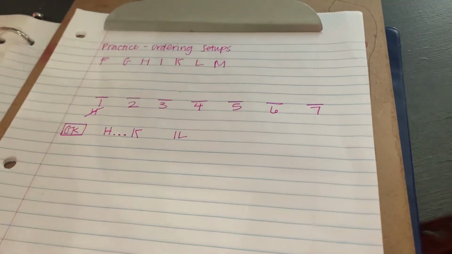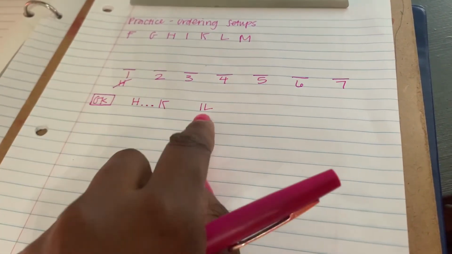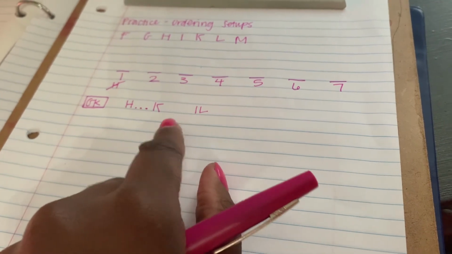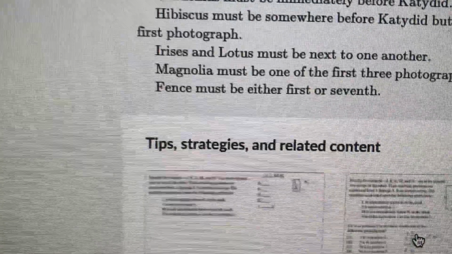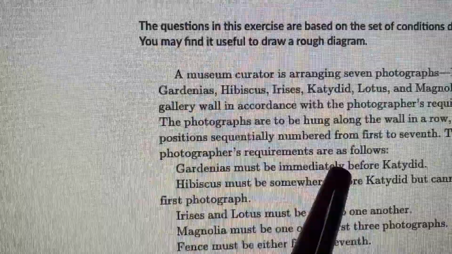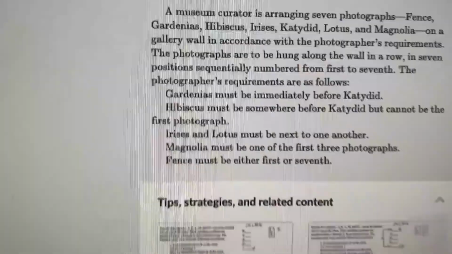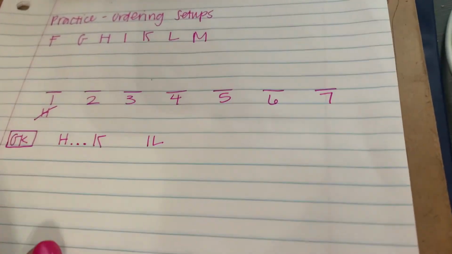But I know for myself that since I didn't put a box around it like I did these two, that they have to be together, but they can be in either order, which is what it says here. Iris and lotus must be next to one another, but it doesn't have to be immediately before, but next to one another. So it can be I and L or L and I. That's how I'm interpreting it. Again, I could be completely wrong.